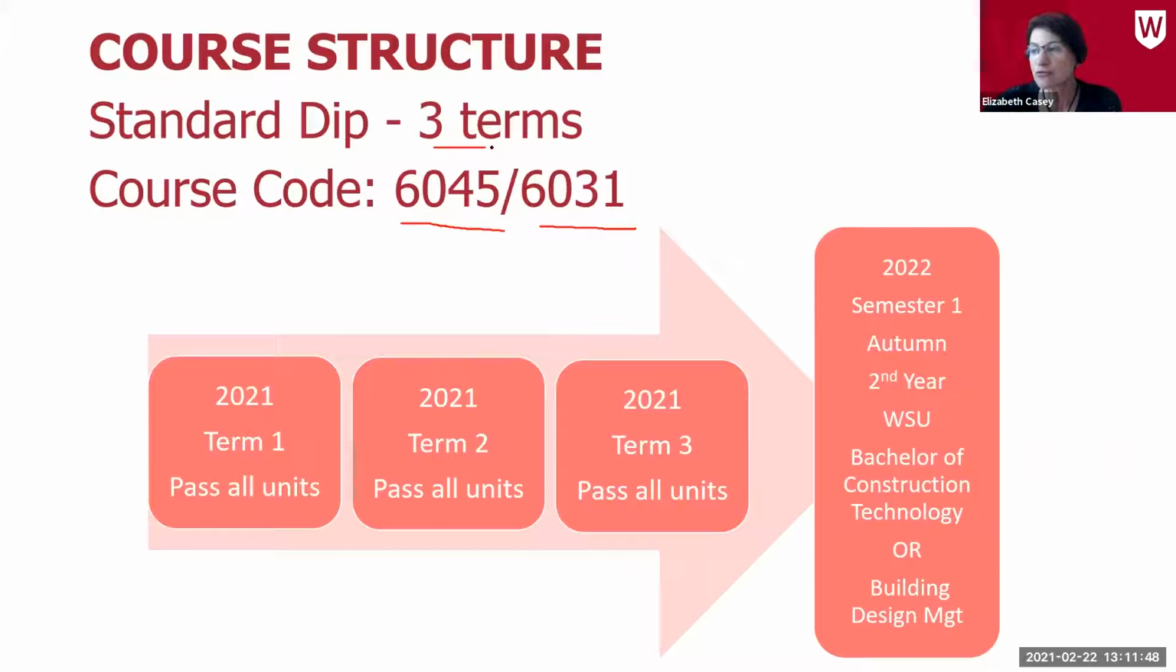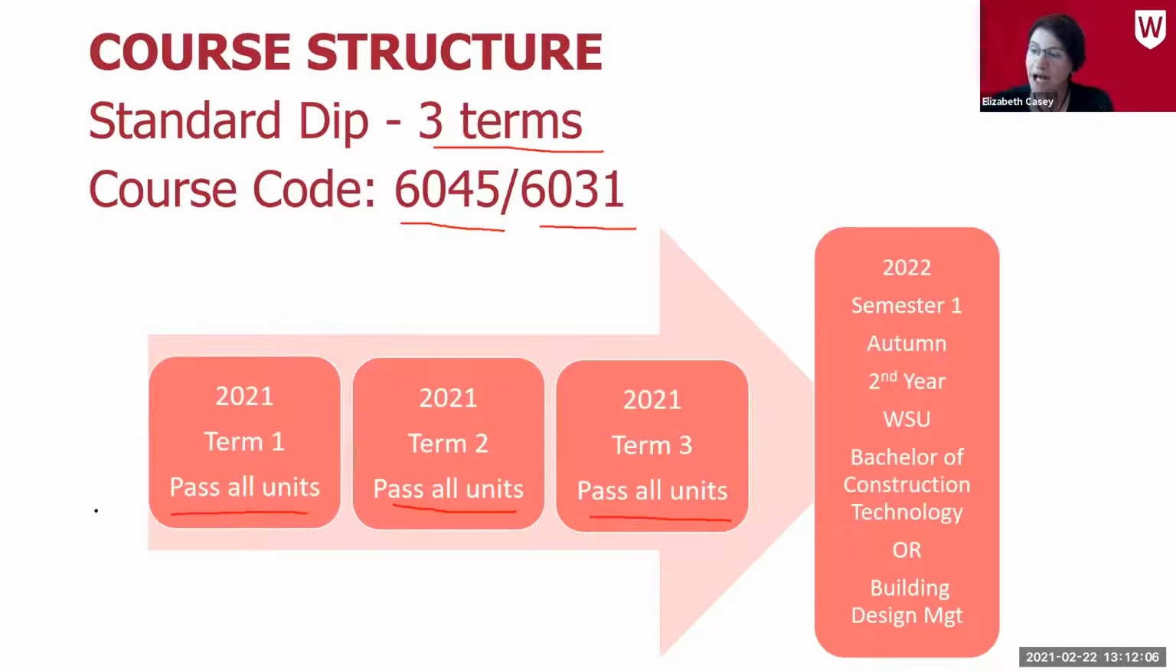So these are 3 terms. So what does that mean? That means that in term 1, if you pass all of your units, you'll go on to term 2 of this year. And if you pass all of those units, you'll then go on to term 3.